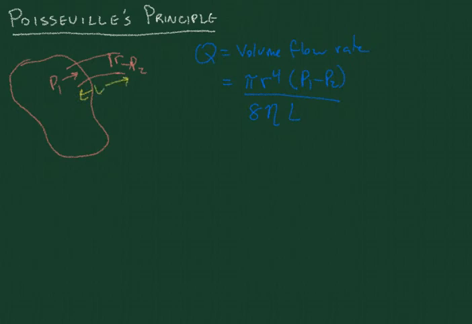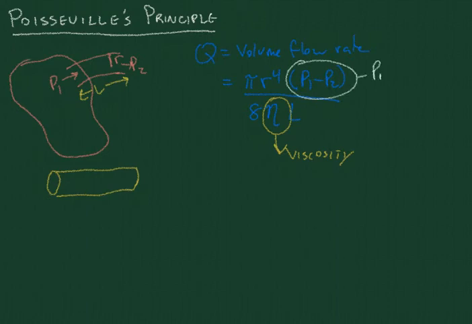And so this is for just a tube in general, not necessarily even the heart, but we have some kind of tube, and now we're introducing viscosity. So eta is the viscosity of the fluid. And then again, P1 minus P2 is the difference in the pressure, so sometimes we refer to this as the pressure gradient. So it's the change in pressure. Again, R is the radius of the tube, and L is the length of the tube.